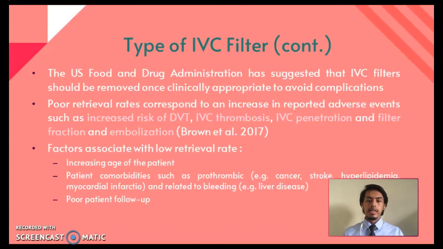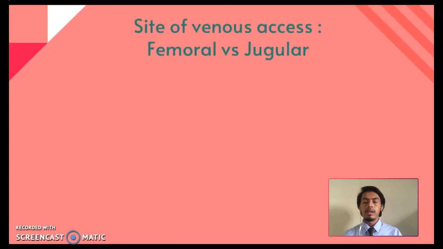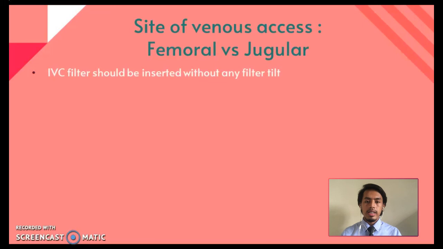In this procedure, generally there are two venous access sites that are commonly used in clinical settings, which are the femoral veins or internal jugular veins. The basic understanding regarding the filter placement is that the IVC filter should be inserted without any filter tilt. Severely tilted IVC filters increase the risk of filter tip embedment in the IVC wall or the penetration of adjacent organs by the filter strut.